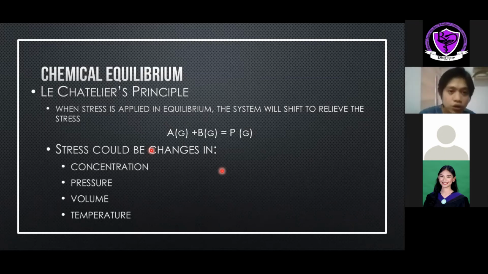Notice here, only these participate: reactant 1, reactant 2, and product. Only these are in equilibrium. If you add a catalyst here, yes, the reaction will be faster, but the equilibrium will be the same. No effect on equilibrium.